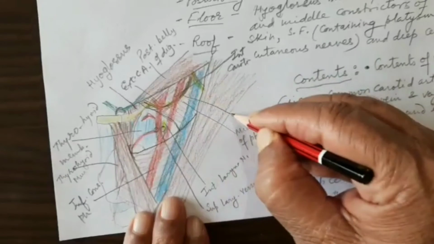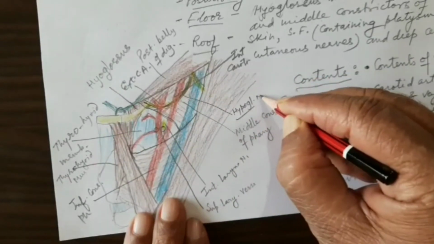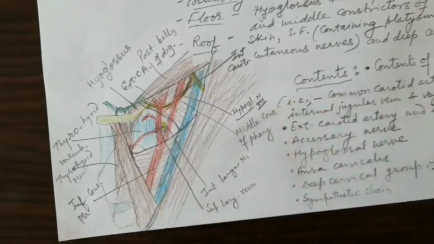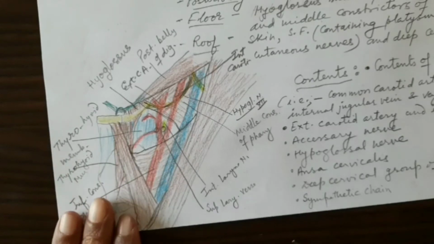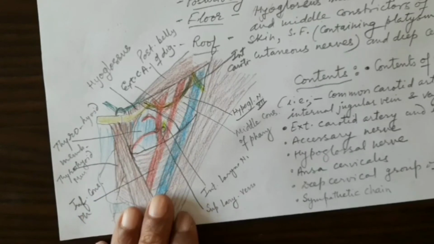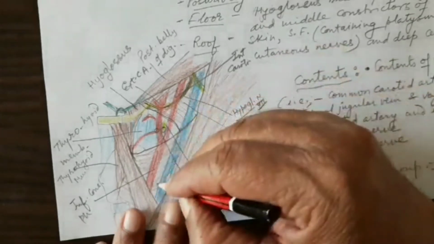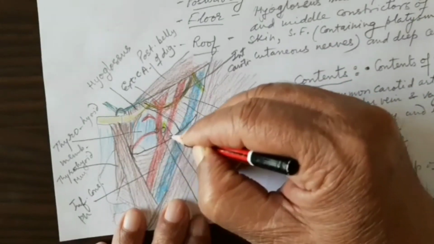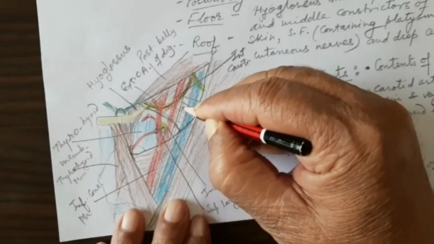Let me write hypoglossal nerve, okay, that is the 12th cranial nerve. So I have written 12 in Roman numerals, okay, the 12th cranial nerve will also be here. But the important nerve which is going between, in the carotid sheath, between the common carotid artery and internal jugular vein, and in the upper part between the internal carotid and the internal jugular vein, coming throughout its course in the carotid triangle.